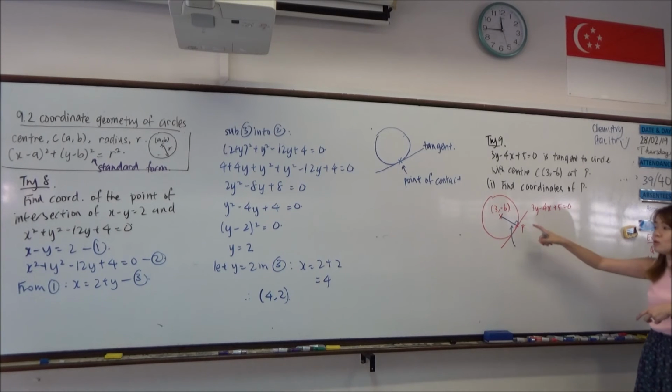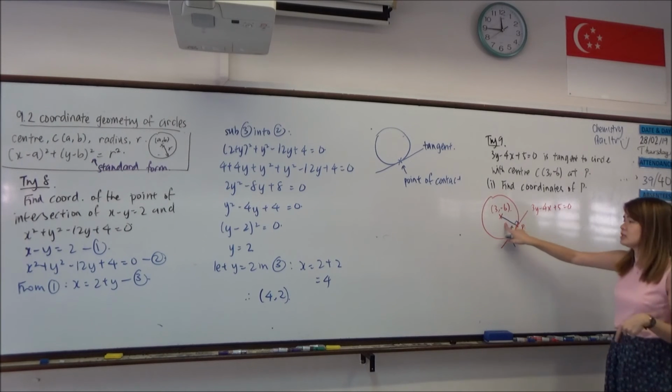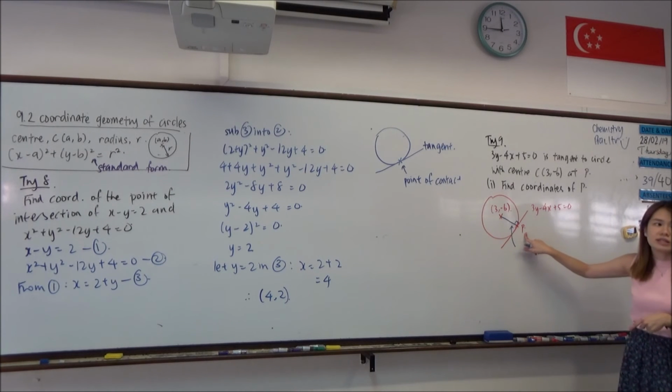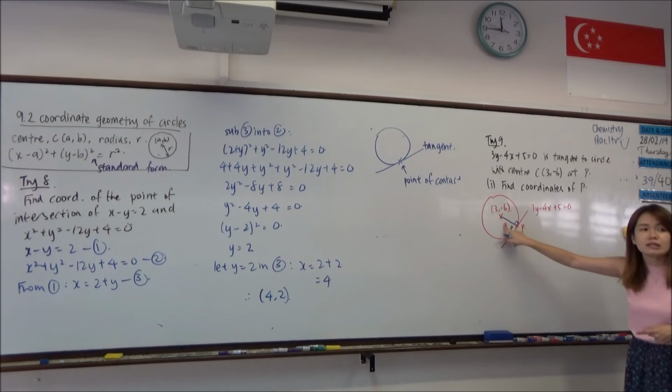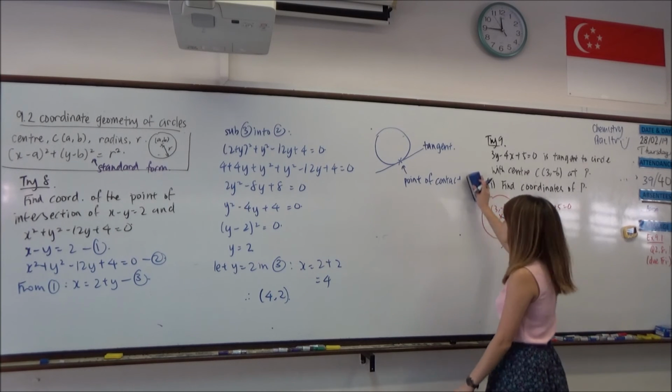Could we actually find out what is the equation of this radius? We could find out the equation of the radius, that line itself. And once we have the equation, we could actually find out the coordinates of P, because this will be the intersection between the radius line as well as the tangent line. So that will be the approach that we will take to solve this question.